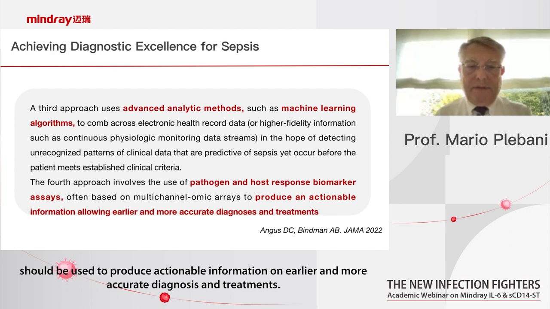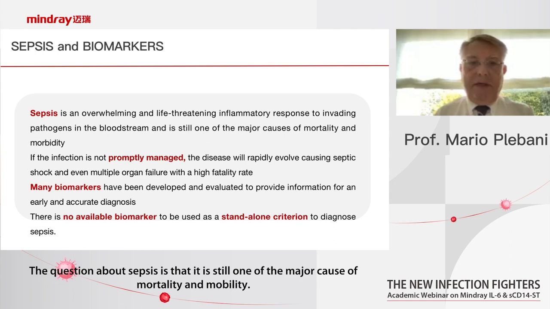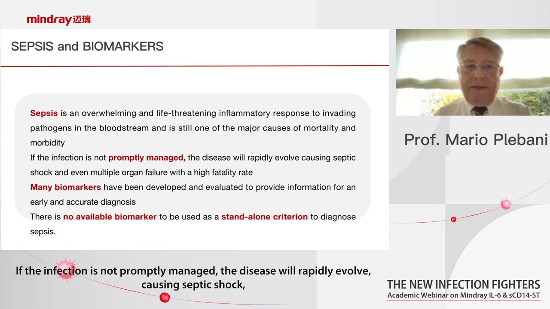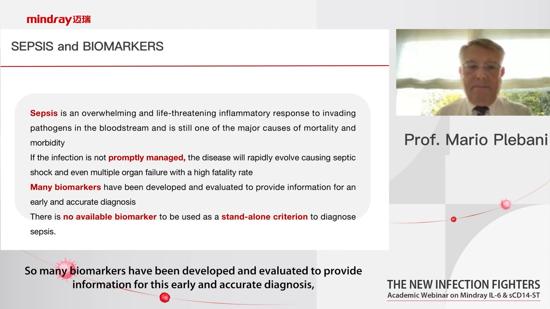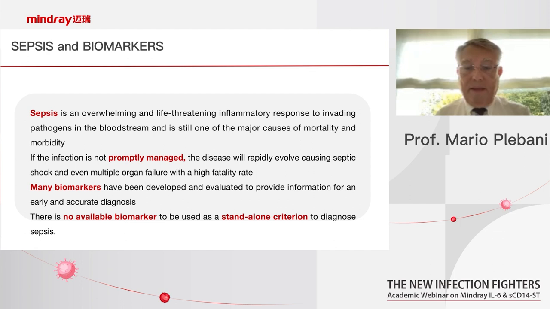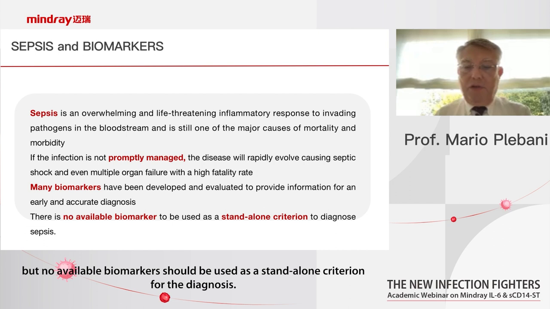The question about sepsis is that it is still one of the major causes of mortality and morbidity. And if the infection is not promptly managed, the disease rapidly evolves, causing septic shock and even multiple organ failure with a high fatality rate. So many biomarkers have been developed and evaluated to provide information for this early and accurate diagnosis. But no available biomarker should be used as a standalone criterion for the diagnosis.